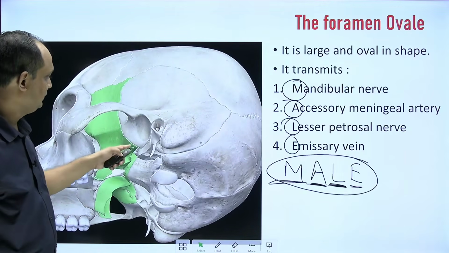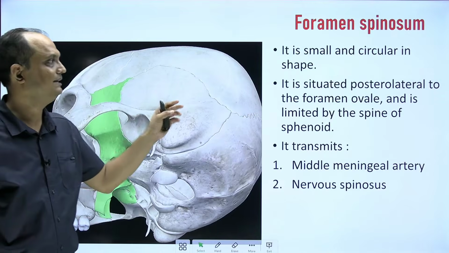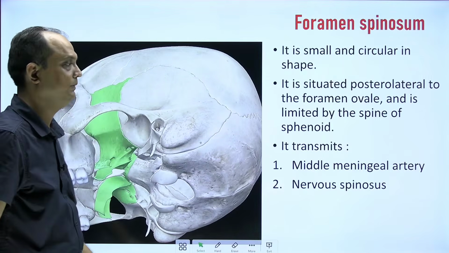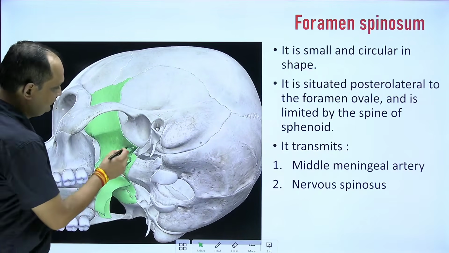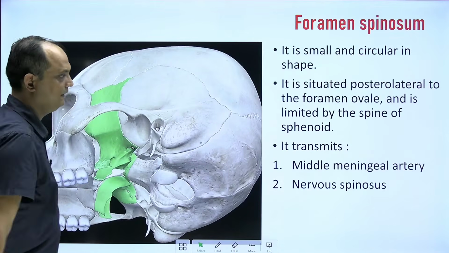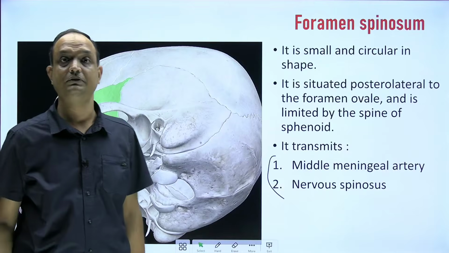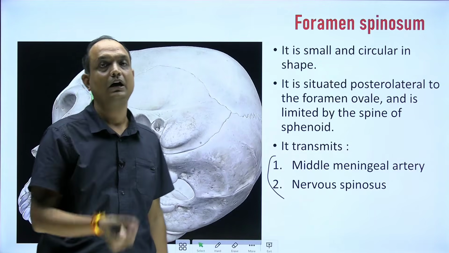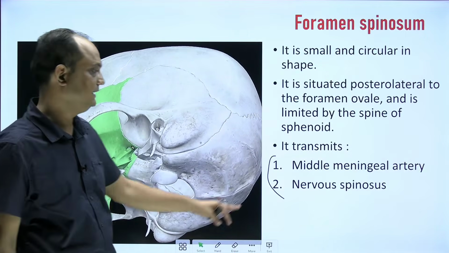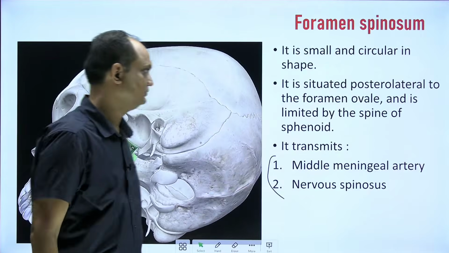The next is the foramen spinosum, which lies just posterior to the foramen ovale near the spine of sphenoid. Through this foramen spinosum you have only two structures: the middle meningeal artery, which enters inside the cranial cavity, along with the nerve supply of the meninges, that is known as nervus spinosus.